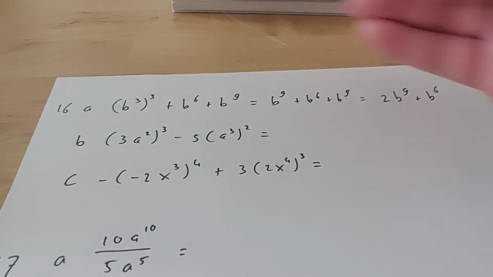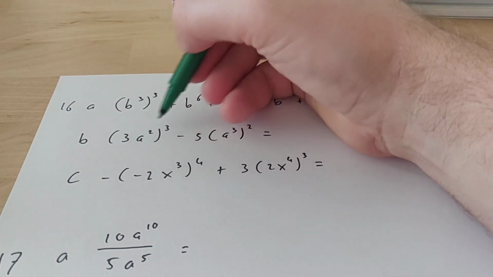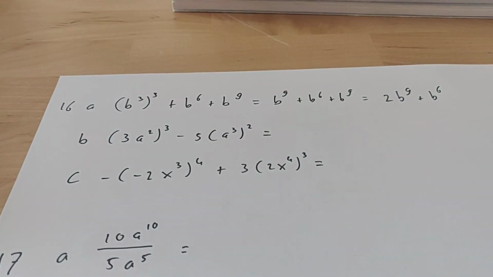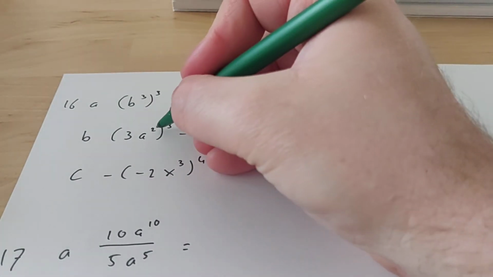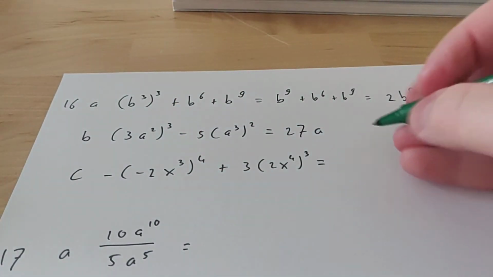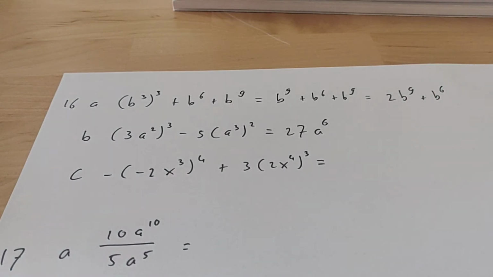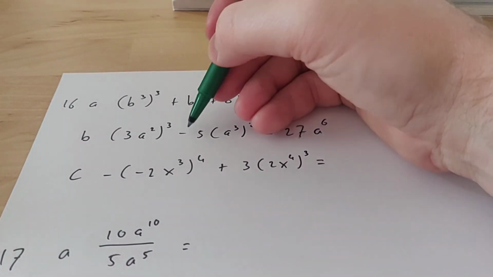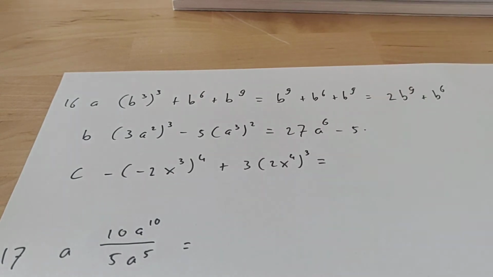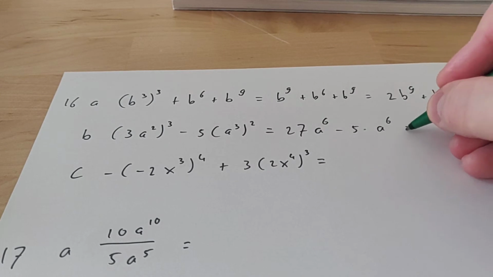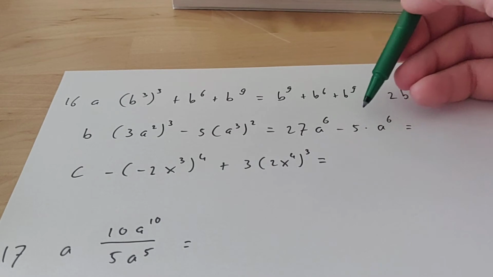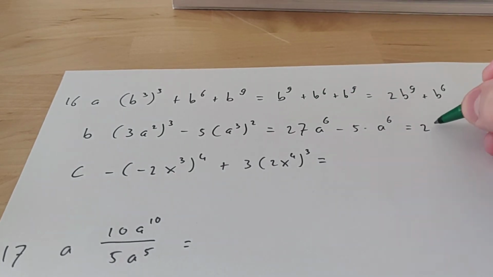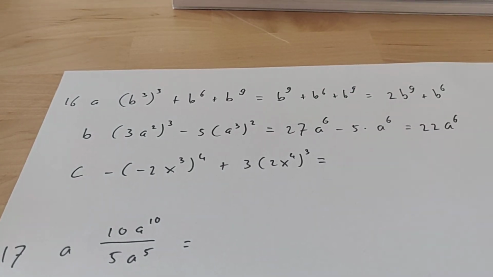And then we have this one. The 3 here is in the bracket, so you have to do 3 to the power of 3. So that's 3 times 3 is 9, times 3 is 27. And then a, if you have a power to a power, you need to multiply those numbers. So you get 6. 2 times 3 is 6. Then it says here minus 5. And then we have a to the power of 2 to the power of 3. So that's also going to be a to the power of 6. Now you can see that the powers are the same. So we can subtract the 5 from the 27. So you have 22a to the power of 6.